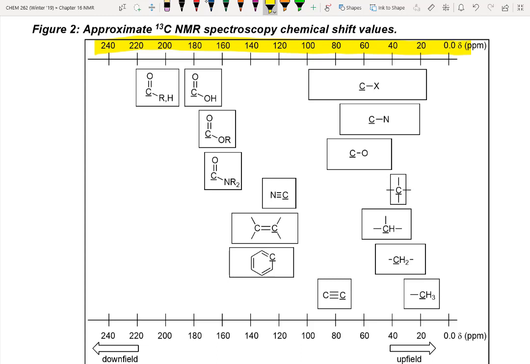You'll get a completely separate spectrum. But same idea, it classifies the different types of carbons and tells you approximately where they should show up. So this will be given to you on exams and quizzes. I do not expect you to memorize this.